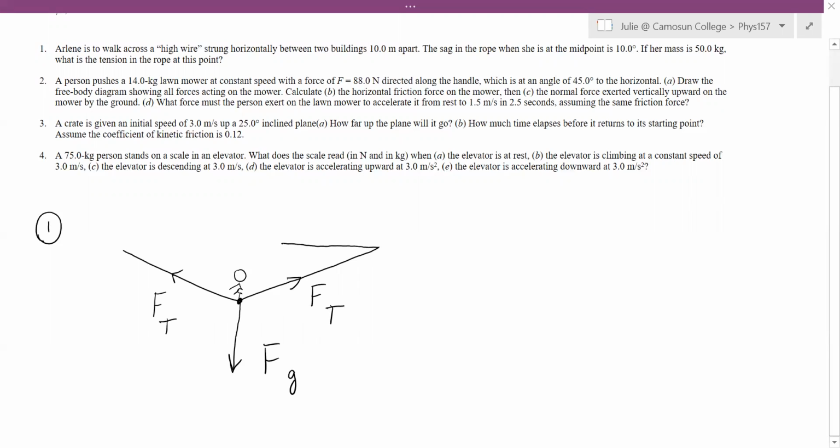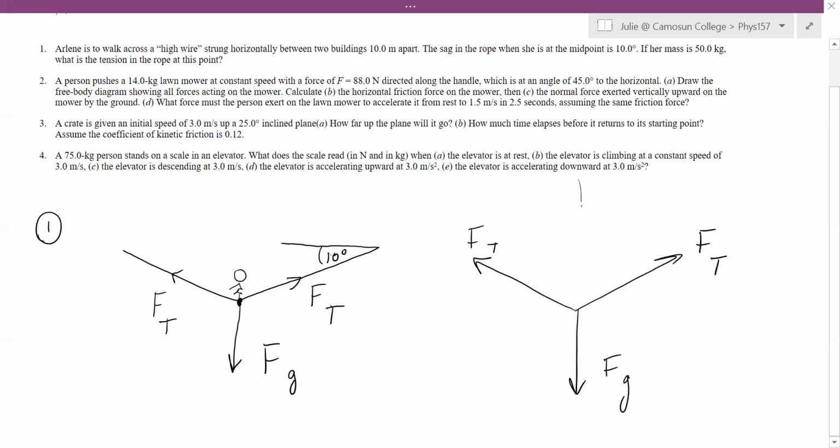And it says the angle of sag is 10 degrees. So that would be 10 degrees. Now, if we do a free body diagram for this knot in the rope, well, it's not a knot, it's just where she's standing. It would be this force of tension, this force of tension, and this force of gravity. And they would all have to add to 0. So the x components would be 0 and the y components would be 0.